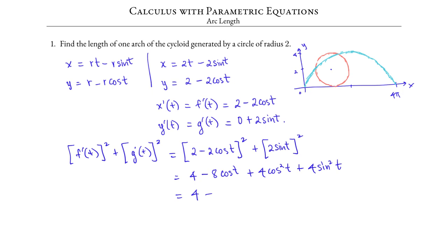But 4 cosine squared t plus 4 sine squared t is 4. Thus this is 8 minus 8 cosine of t.